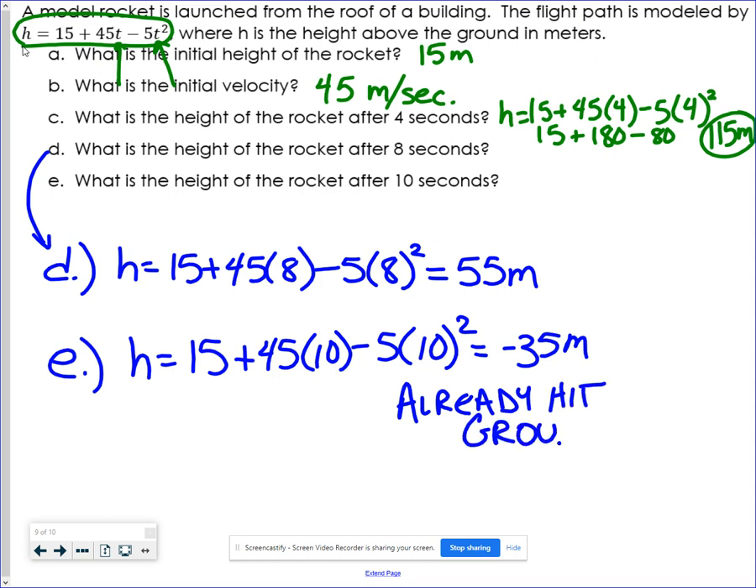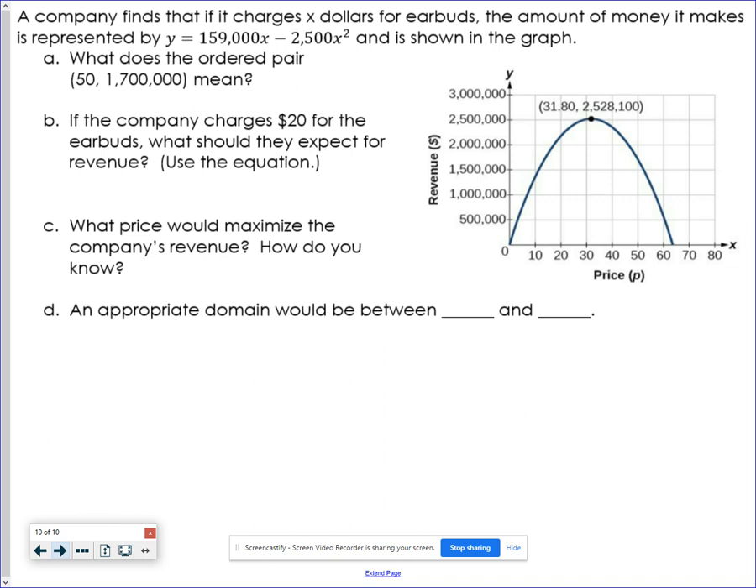Which really means that the height would be at 0 meters, right? We wouldn't have that negative height.